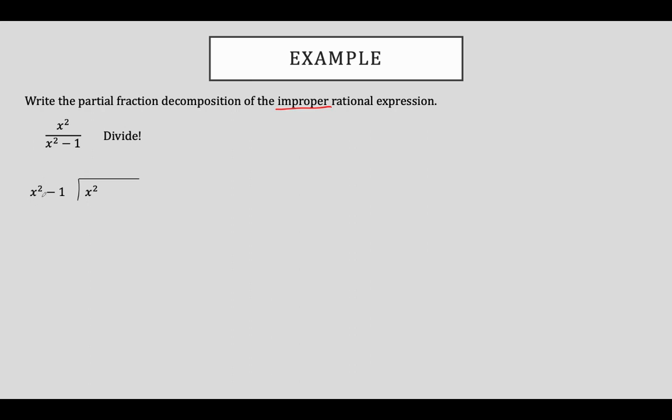To do this, we look at the first term here of our divisor, and we say, how many times does x squared go into x squared? In other terms, what do I have to multiply x squared by to get x squared? Well, the answer there is 1. So we put a 1 up top, and now we multiply 1 down to our divisor and distribute.